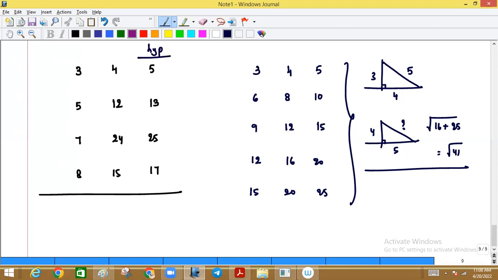This is always the hypotenuse. This one is side 1, this one is side 2. You can't say 5 square plus 4 square is 3 square. You can say 3 square plus 4 square equal to 5 square or 4 square plus 3 square equal to 5 square. But not 5. The larger side should always be what? Hypotenuse only. Is that clear?